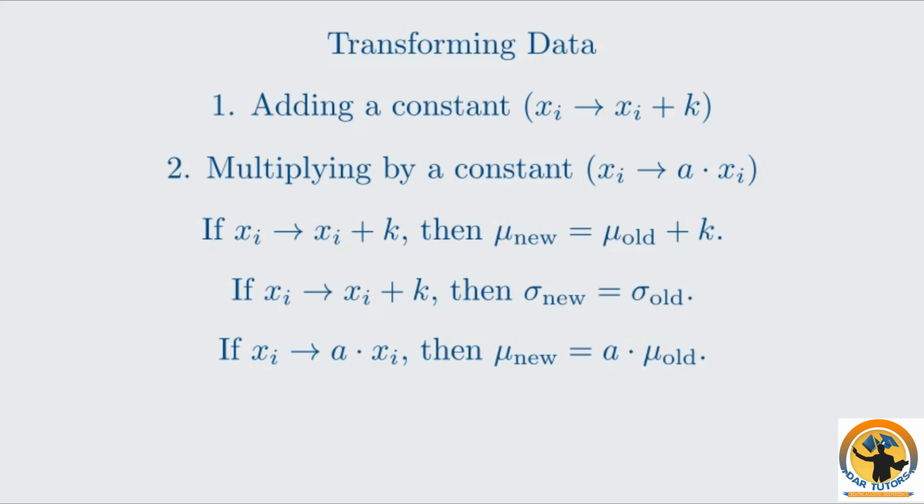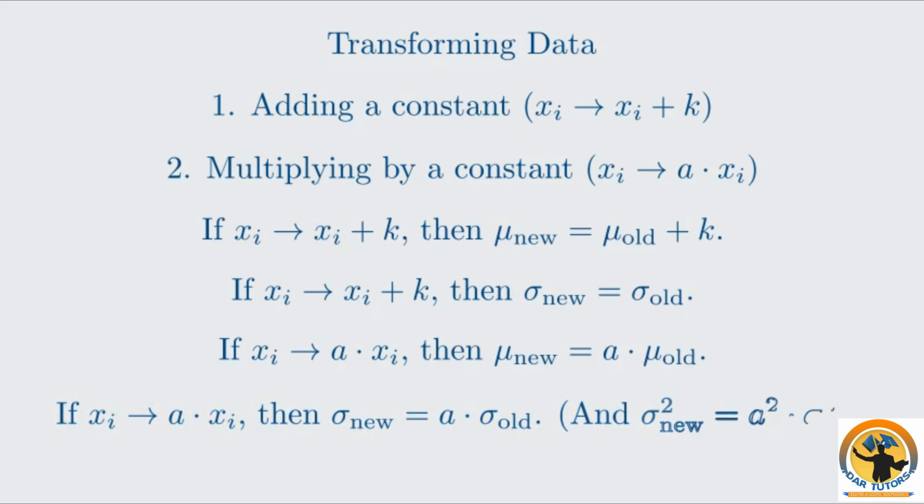What about the standard deviation? If you multiply every value by a, the distances between data points also become a times as large. This means the new standard deviation would be a times the old standard deviation. For variance, which is the standard deviation squared, the new variance would be a squared times the old variance.